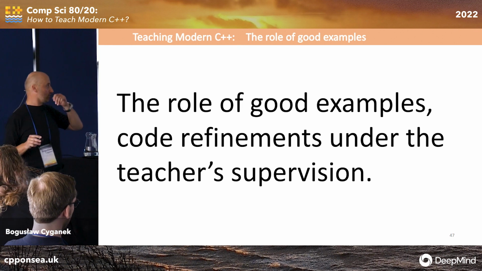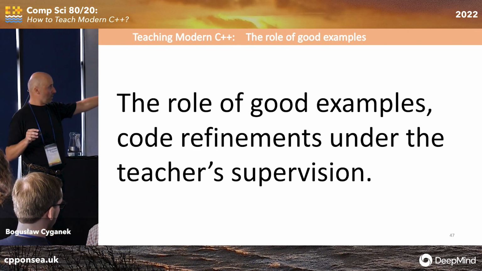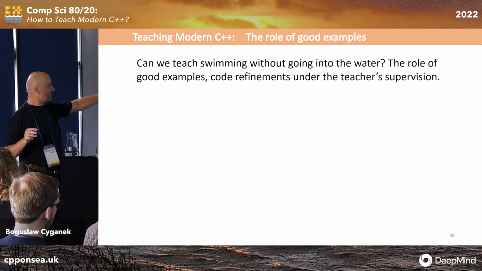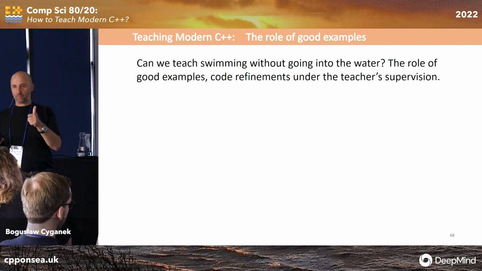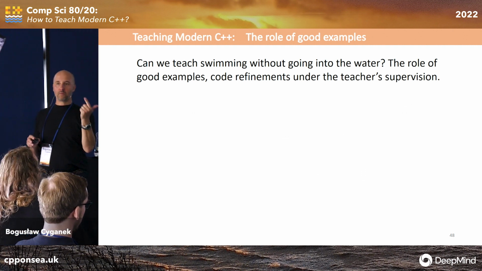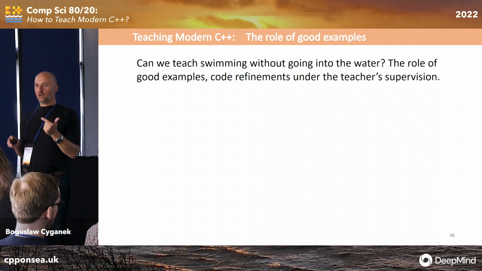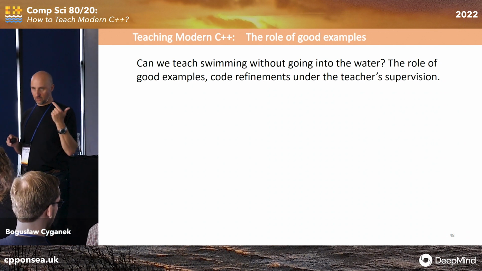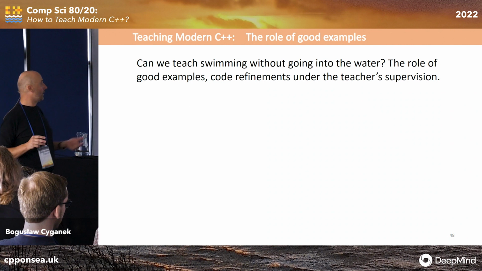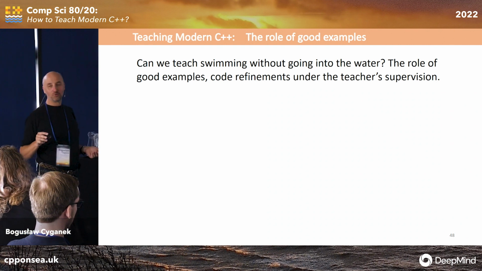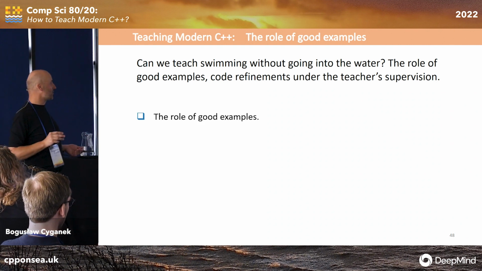Now, let's go to examples. Very important, very big font, very important. Two things: good examples and cooperation with the teacher on code refinement, of what students wrote. Well, again, can we swim? We have water here, so we can start.